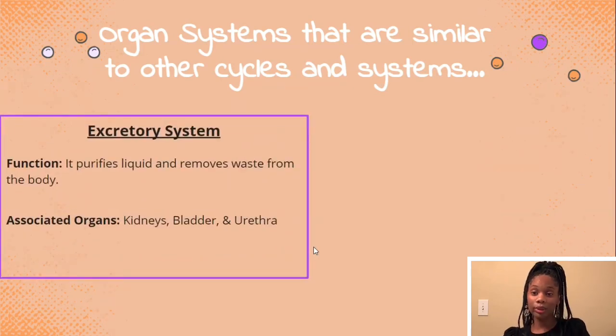What is the excretory system and what is its function? Its function is to purify liquid and remove waste from the body. It takes many organs for that organ system to properly function. So it uses the kidneys, the bladder, and the urethra. There is something that we can relate this organ system to, and I would relate it to the water cycle.